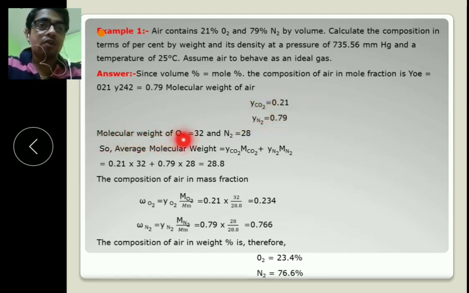Molecular weight of oxygen we know is 32, and molecular weight of nitrogen we know is 28. So average molecular weight by the formula y1 m1 plus y2 m2, we find it is 28.8.